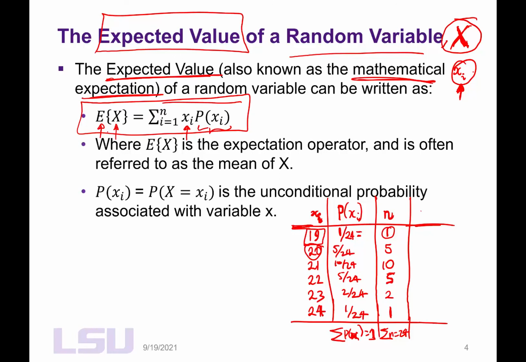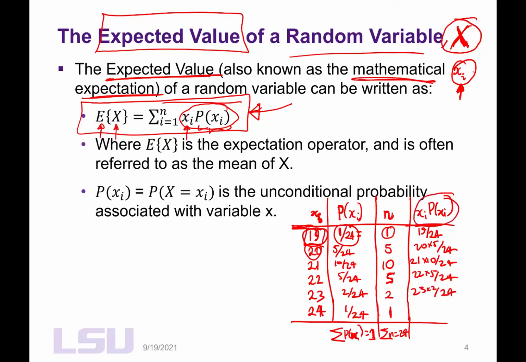Now, how do we calculate the expected value or the mathematical expectation, which is the reason why we created this example? We need to find this product. So now you all can calculate this product, right? It's this multiplied by this. So that would be 19 over 24. I'll leave it up to you to do it on your calculator. 20 times 5 divided by 24, right? Whatever the number is. 21 times 10 divided by 24. 22 times 5 divided by 24. And so on, right?